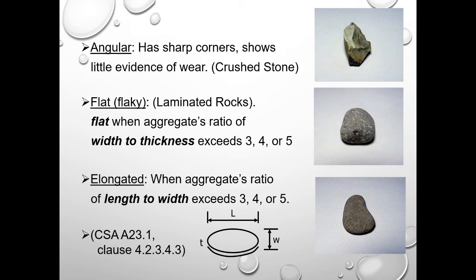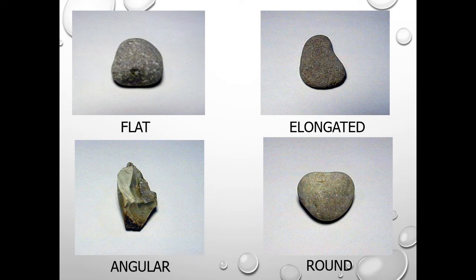And again, if we refer to clause 4.2.3.4.3 of the CSA standard A23.1, it covers the specifications for aggregates, elongation, and flatness. Again, we can see some photos here where we have a flat rock, elongated. You can see the length to width, angular, sharp edges, and round, where it's cubical, but it's round in shape. In other words, the three dimensions can be considered close to one another in size.